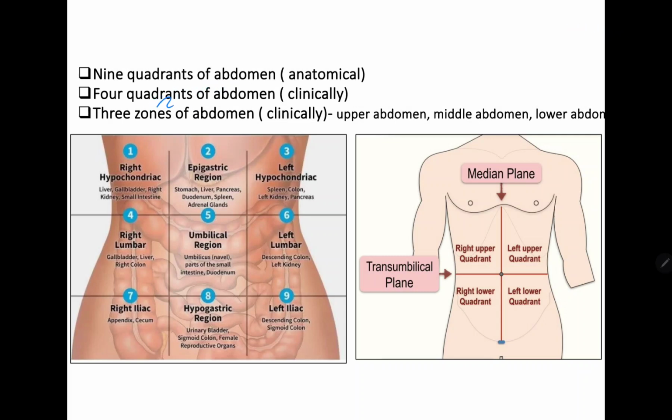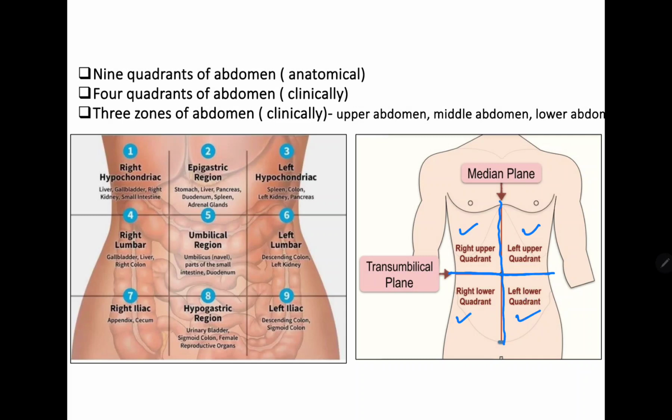Clinicians describe the abdomen in different ways. Normally they use 4 quadrants: the right upper quadrant, left upper quadrant, right lower quadrant and left lower quadrant. They use a transumbilical plane, which passes through the umbilicus. If you make a transumbilical plane and the midline, we get 4 quadrants: right upper, left upper, right lower and left lower quadrant.